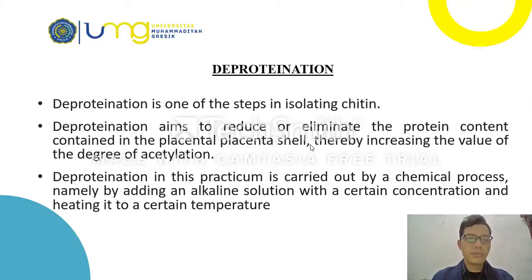The next process is deproteination. Deproteination is one of the steps in isolating chitin. Deproteination aims to reduce or eliminate the protein content in the placenta shells, thereby increasing the degree of deacetylation. Deproteination in this practicum is carried out by a chemical process, namely adding an alkaline solution. There we use sodium hydroxide with a certain concentration and heating at a certain temperature.